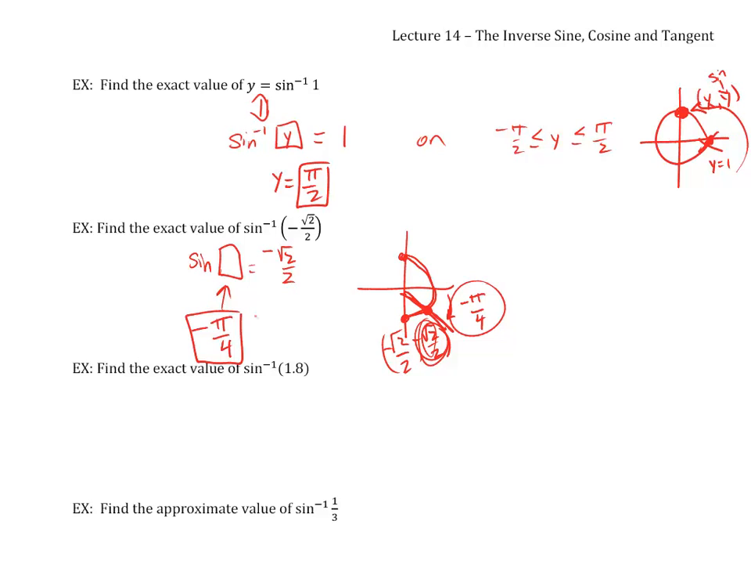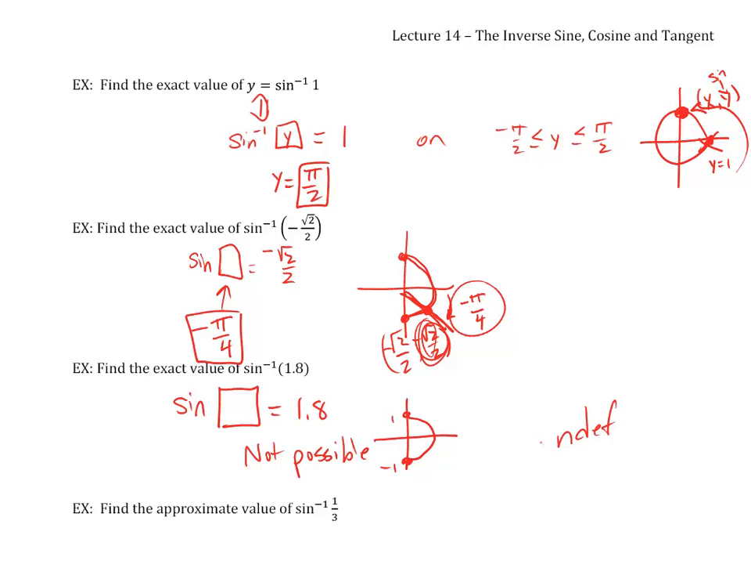Okay, what about the exact value of sine inverse of 1.8? Well, think about this. Sine of what angle gives me 1.8? If you think about that for a second, you realize we have a problem. Where are all the outputs? Where are all the y coordinates? Well, the y coordinates range from -1 to 1. It's not possible to get a 1.8 out of a sine function, so it is undefined.